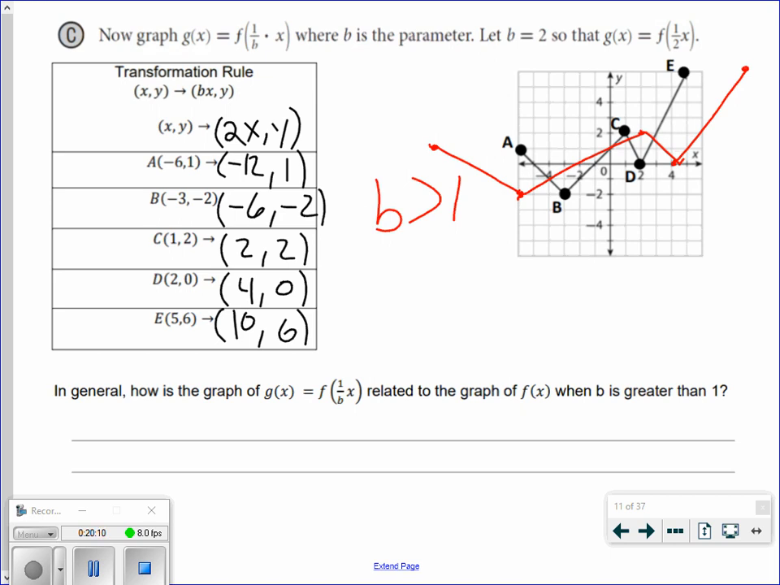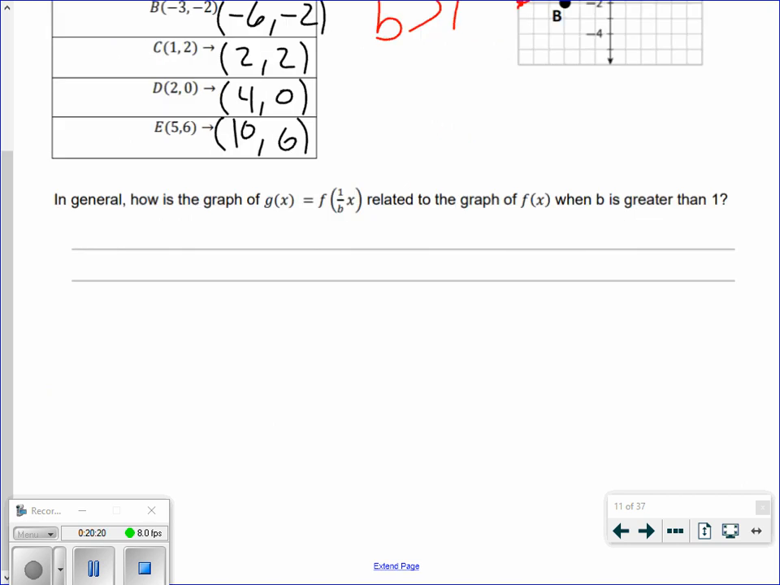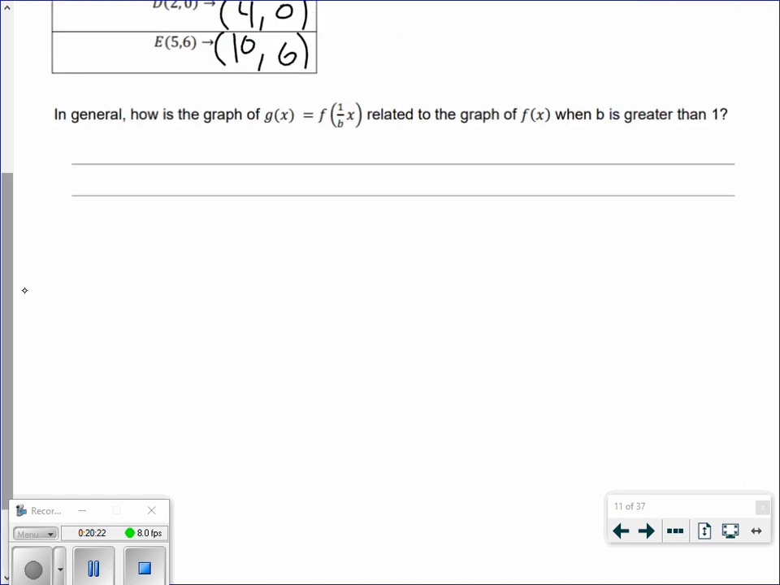So in general, how is the graph of g of x equals f of 1 over b x related to the graph of f of x when b is greater than 1? So let's say we have some g of x, and that's equal, let's say, f of 1 over 7x, whatever you want it to be, as long as the b in the bottom of that fraction is greater than 1. What happens is we're going to have a horizontal stretch, right?